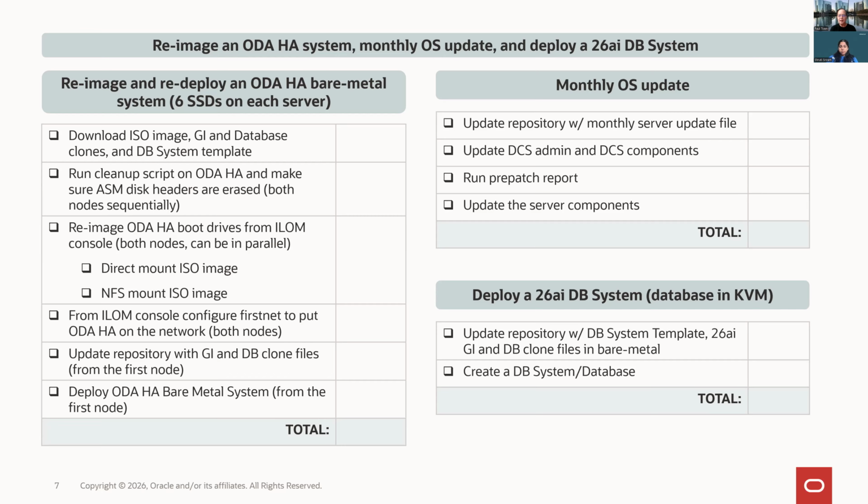And the second part is how to do a monthly OS update. This is a new thing, a new release that actually just happened with our 19.29.0.1. But this is a new monthly update. Previously, customers would have to do a quarterly update. So this is a more frequent OS update to address security CVEs. So we'll show you how to do that.